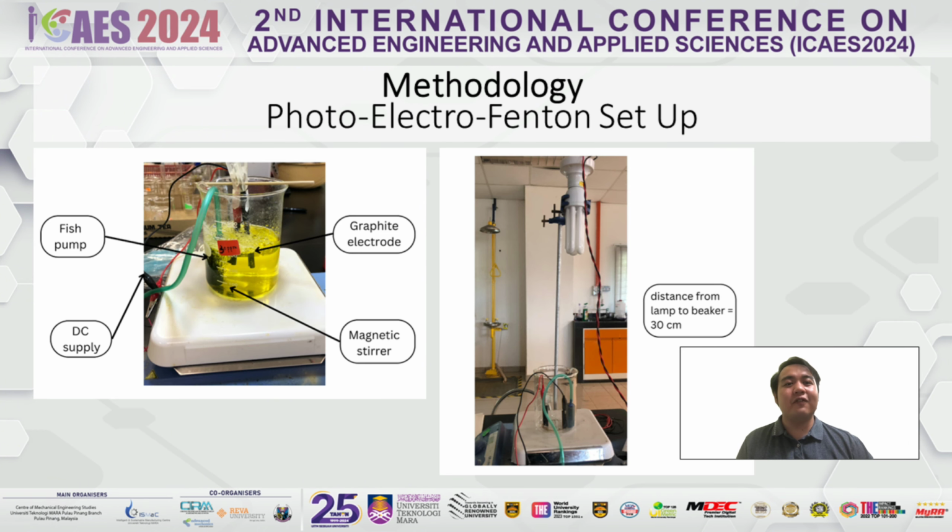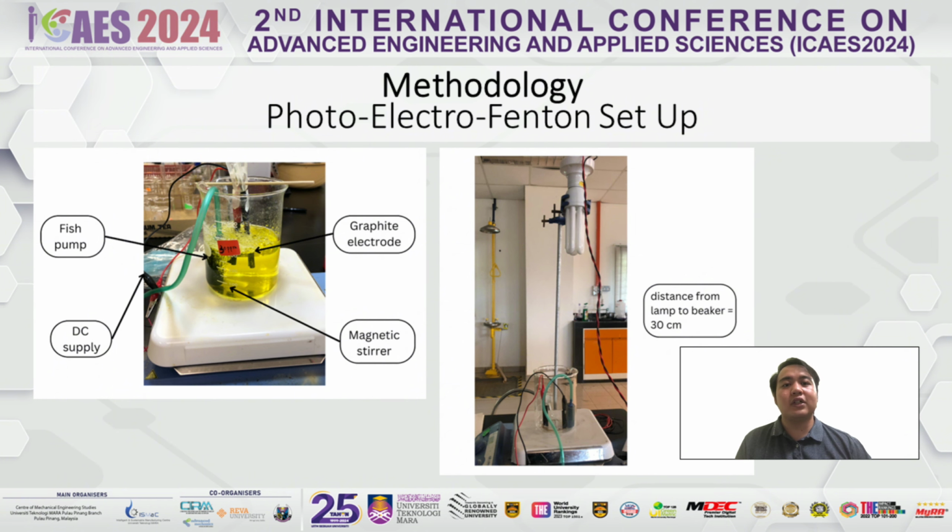This was the PEF setup used. Graphite from alkaline battery was modified to 5 cm² using resin. Graphite electrodes for both anode and cathode were placed 1 cm apart. A fish pump was placed at the cathode to produce continuous oxygen. A magnetic stirrer was used to make sure a uniform and homogeneous reaction occurs.